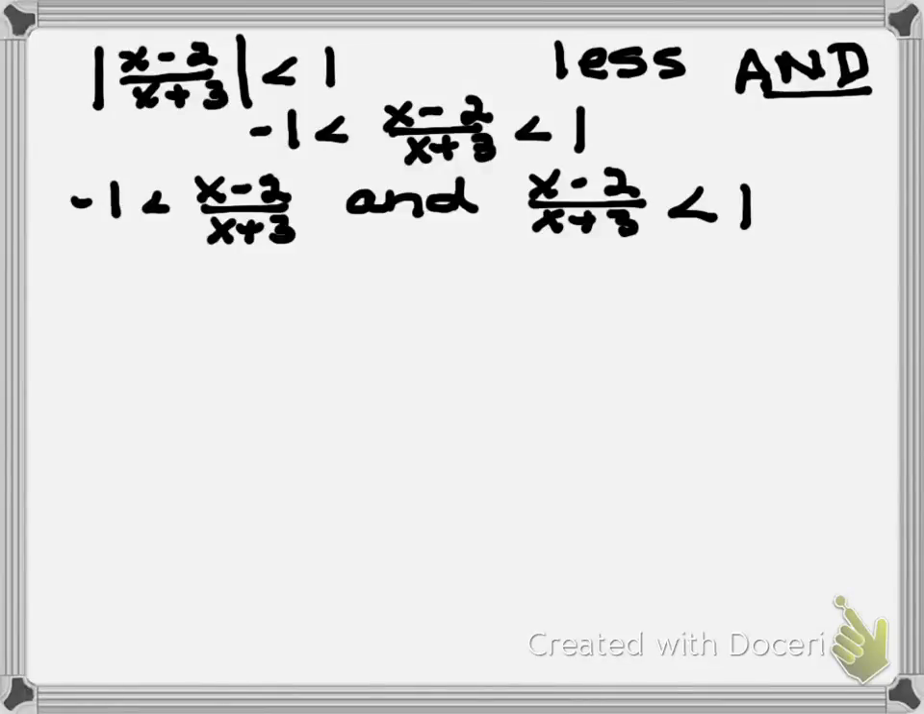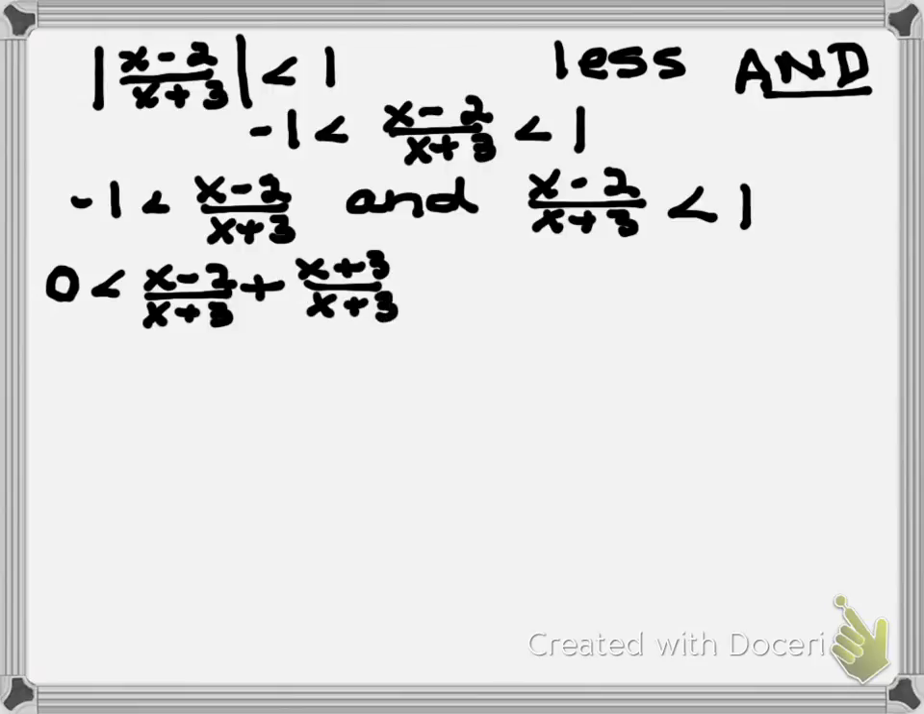Now I want to solve each of these two. So the first thing I'm going to do is add 1 to each side. And when I add the 1, I'm going to add it with the same denominator, so that I have x plus 3 over x plus 3. It's just adding 1 to each side.